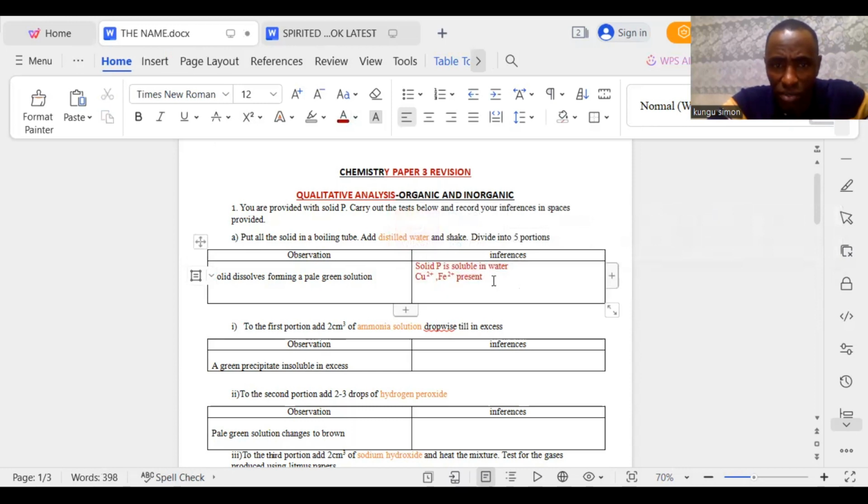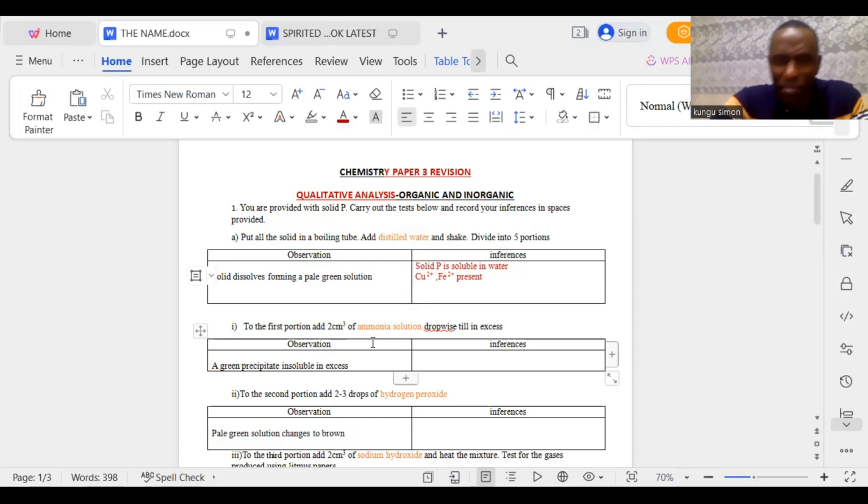You can just have it that way. And then I'm going to have copper 2 ions and iron 2 ions present. Now this one is coming because of the pale green solution. And of course, my first inference here, soluble in water, is because the solid dissolves very fast.